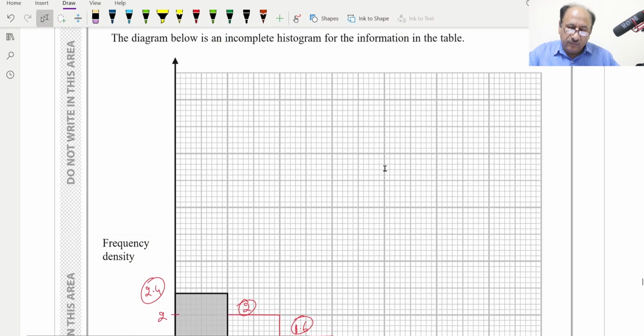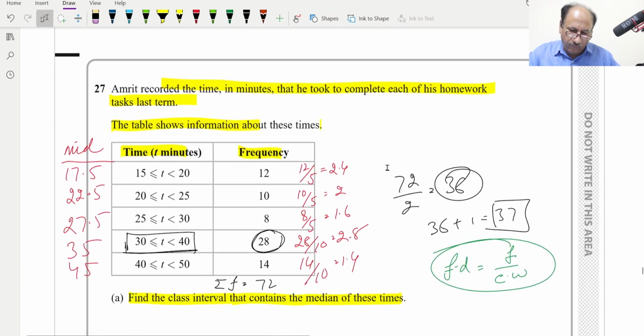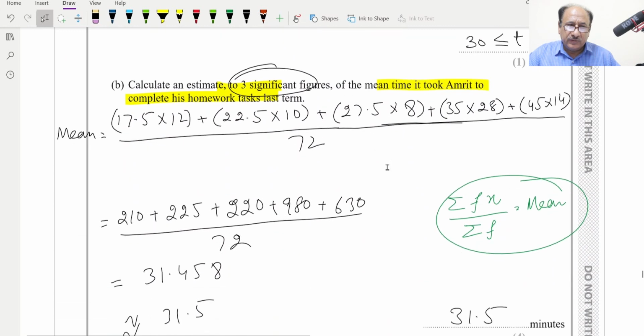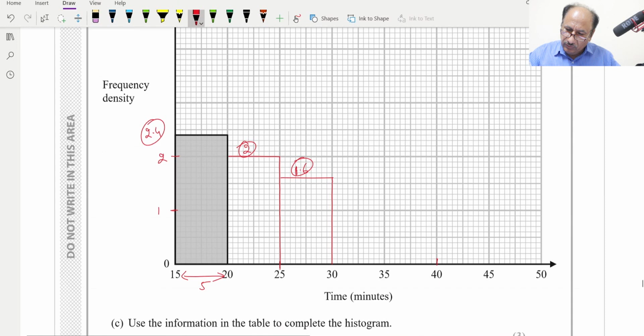Now this 25 to 30 is also done, and next one is 30 to 40, which is 2.8. 30 to 40 will be up to this one, and 2.8 will be up to this level, so we can take up to this one 2.8, and we have to raise this side also, and this is up to 2.8. Hopefully you understood this height is 2.8.